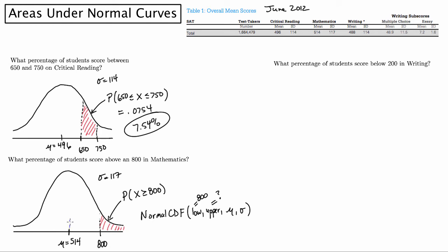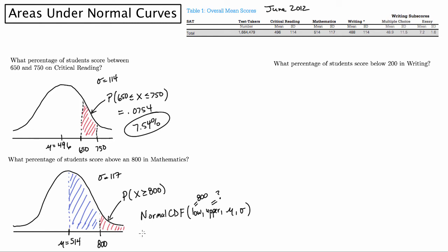I'm going to try and find the area in blue first. The reason is that if we can find the area in blue, then we know the area to the right of 514 is 0.5. And so if I take 0.5 minus the blue, I should get the red.